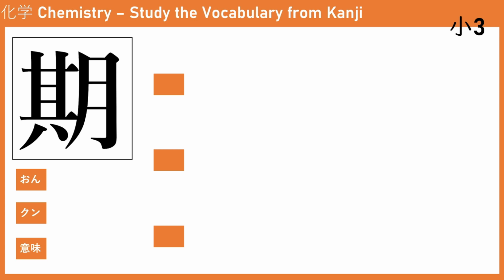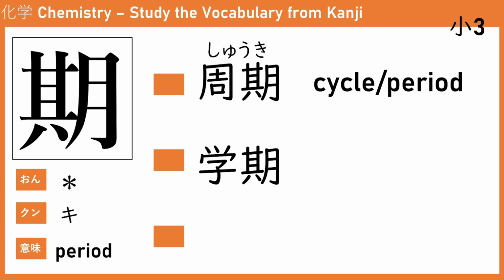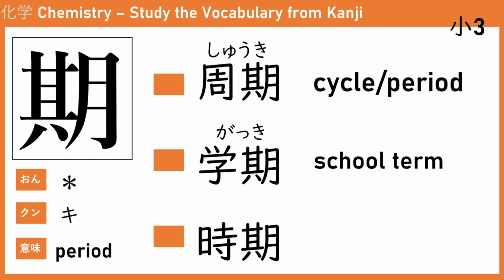Next, the second kanji in this video is ki. Ki means the period or the time. So first one we got shuki, just like the one before. Shuki is the period, one cycle. Next one is gakki. The word gaku is to study, right? At school. So gakki is a school term. Ichigakki, nigakki, sangakki.